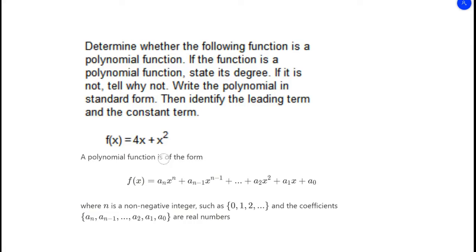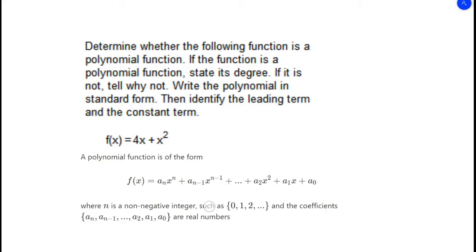A polynomial function is going to be of the form f of x equals a sub n x to the n plus a sub n minus 1 x to the n minus 1 plus, and so on until we get to this end of the pattern, a sub 2 x squared plus a sub 1 x plus a sub 0 or a naught, when n is a non-negative integer. So remember, n is the exponent on here, so n is a non-negative integer such as 0, 1, 2, and so on.